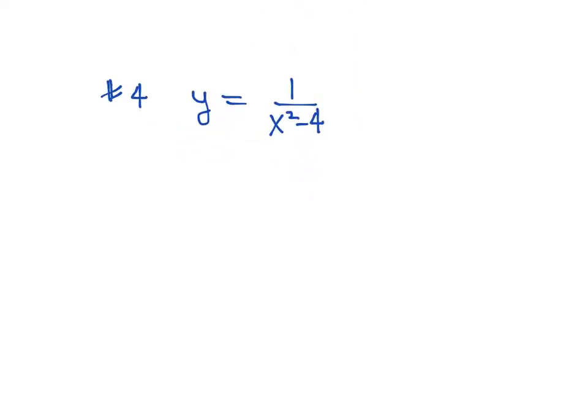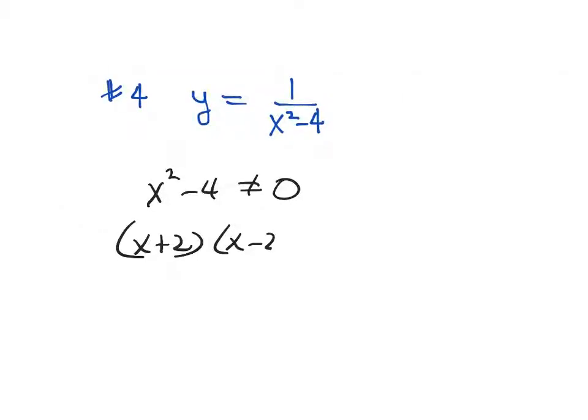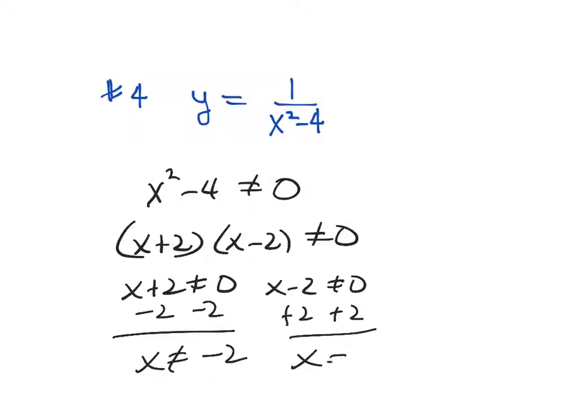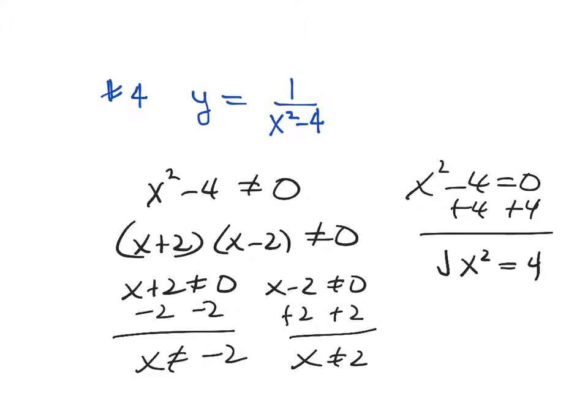Another fraction. Again, we're going to set that denominator not equal to 0. And I can solve this 2 ways. I can either factor it, or I can use the square root method. I don't care which method you use. We just have to solve. x plus 2 not equal to 0, x minus 2 not equal to 0. So x cannot be negative 2, and x can't be positive 2. If you use the square root method, you would add 4 to both sides, and then take the square root, plus and minus 2. Either way.